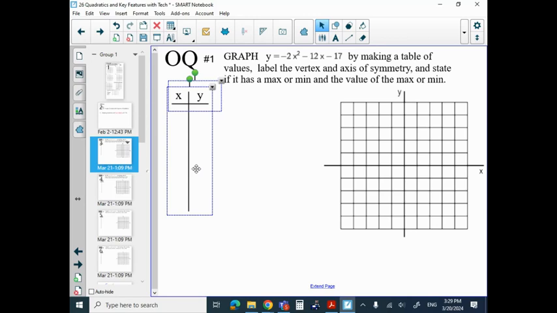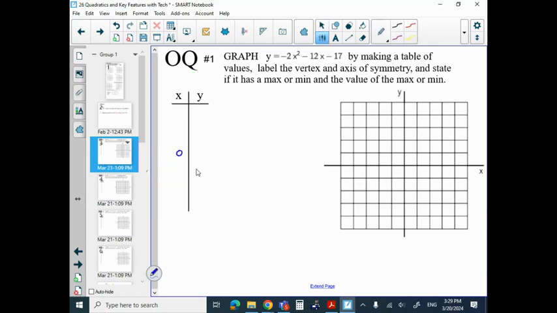So let's start with our nice 0 spot, of course, because it's so easy. Gone and gone, so we have a minus 17, clearly way off the graph. So let's try some other numbers. Let's try a minus 1. And I'll draw the equation. We have negative 2x squared minus 12x minus 17.